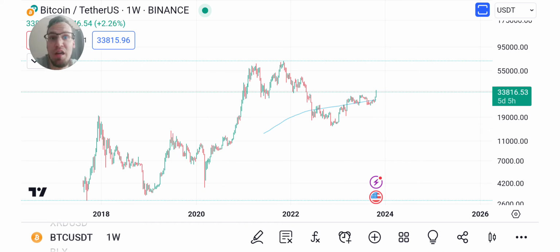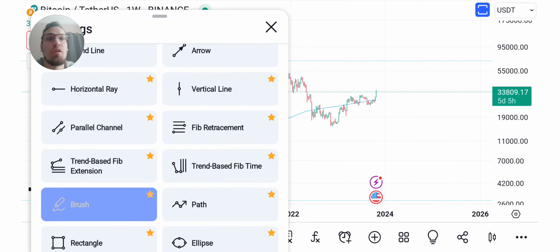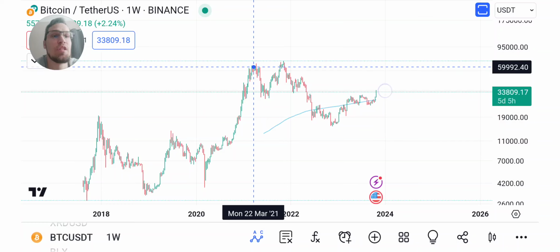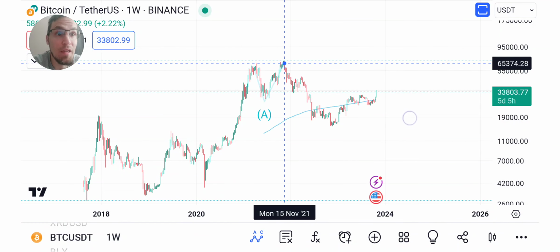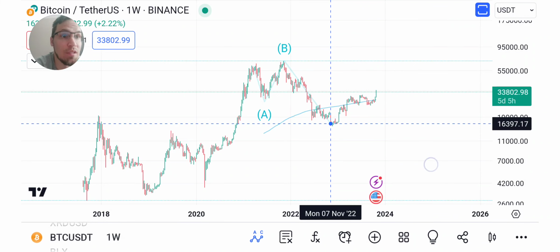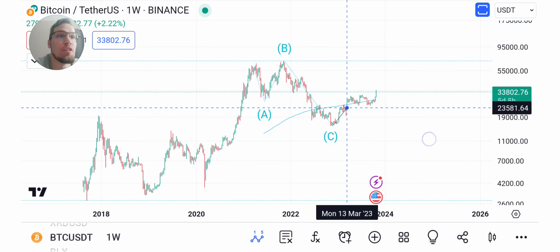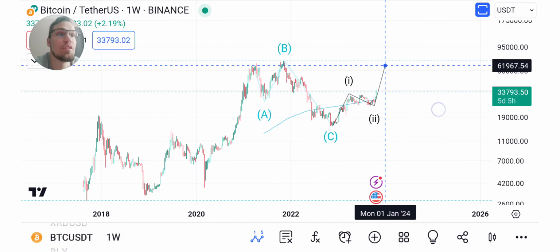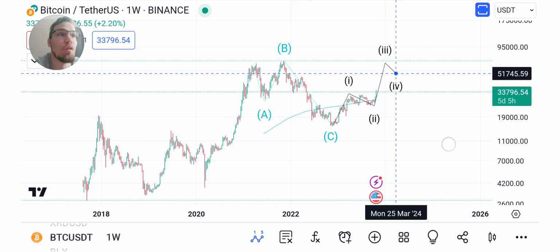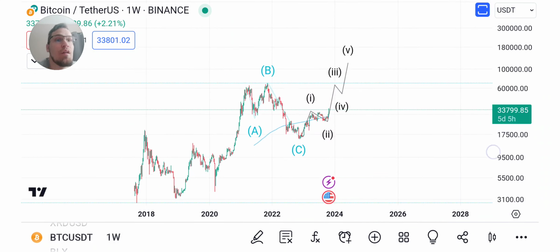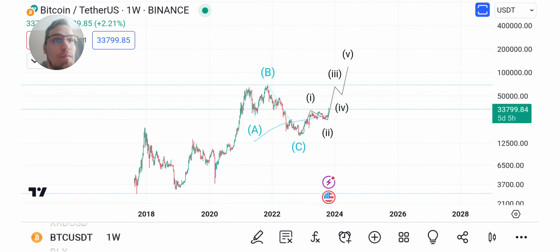That way we can plan for our DCA. Okay, so that was idea number one. Here's idea number two, which is this. I'm just going to do the annotation so you can see it better. So this right here was A, this right here was B, and this right here was C. Okay, and now this right here is wave 1, this is 2, this is 3, 4, 5. And that whole thing would be a new bull run, basically, right? That would be the idea.